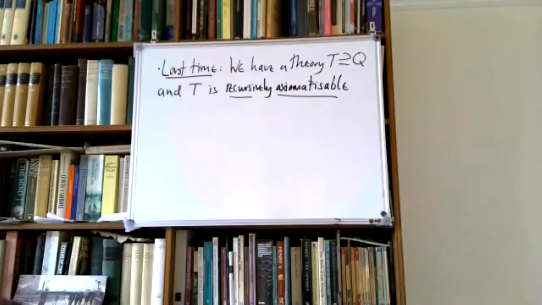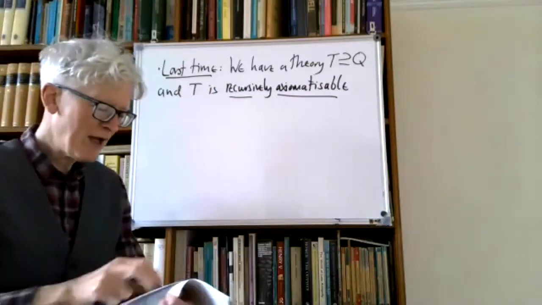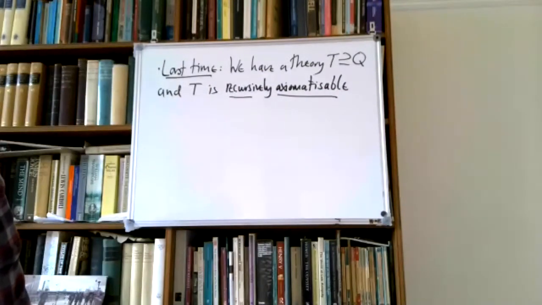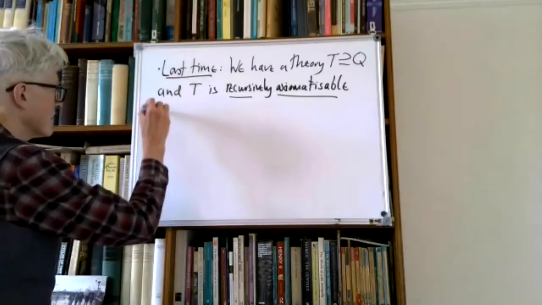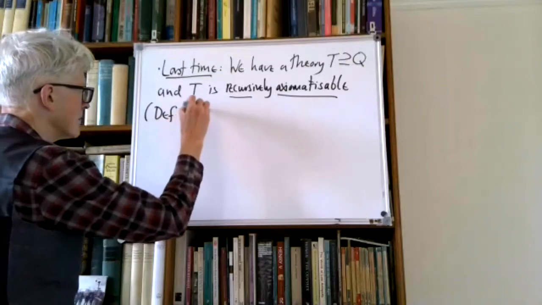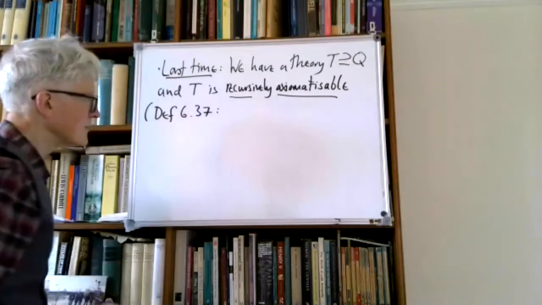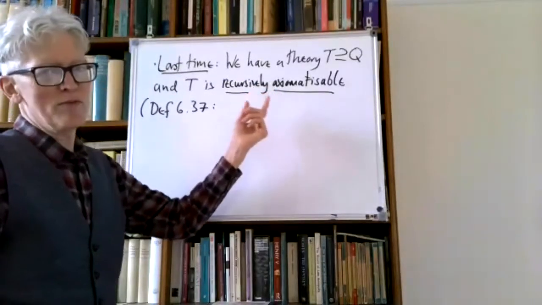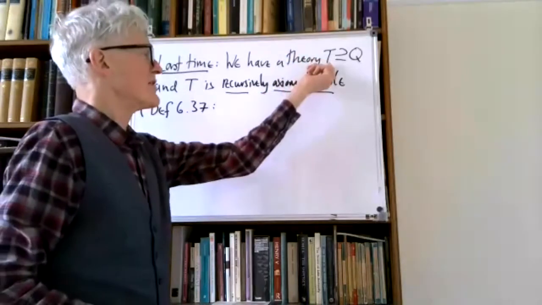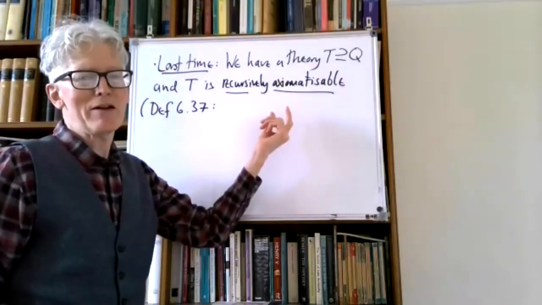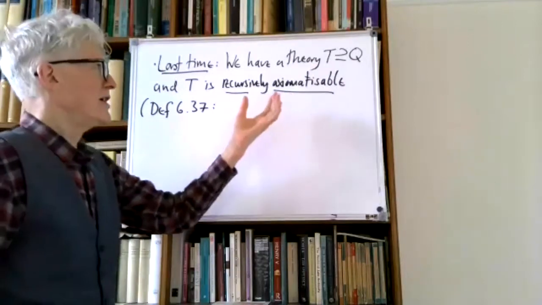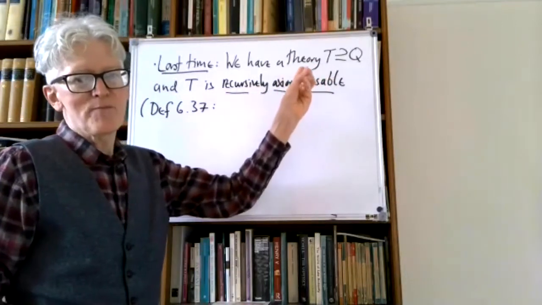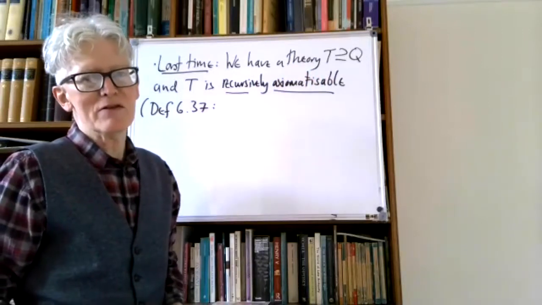So being recursively axiomatized, well, let's see, this was given to us in definition 637. Recursively axiomatizable says just a little bit more than saying that the axioms of T are given to us in some algorithmic way. It says, actually, if I look at all of the consequences of T, there's an algorithm that gives me those, right?